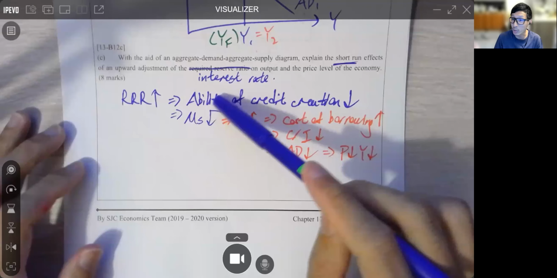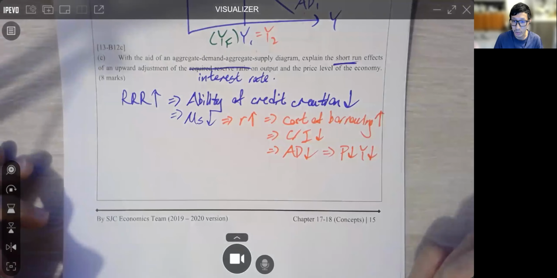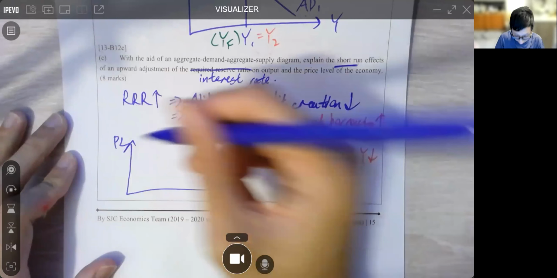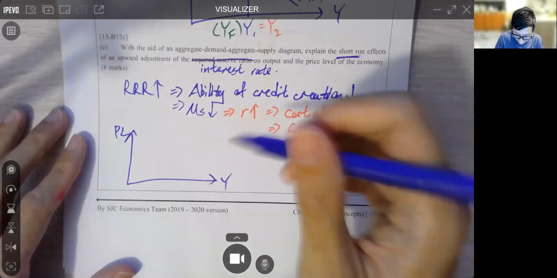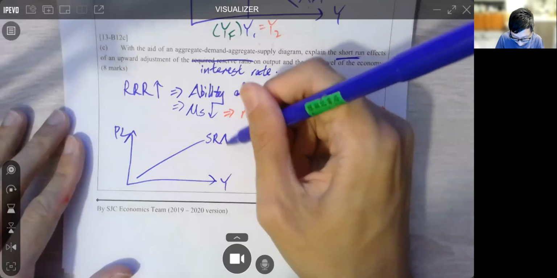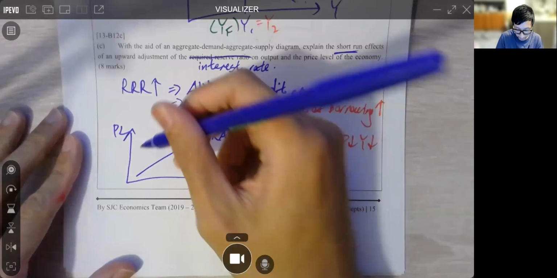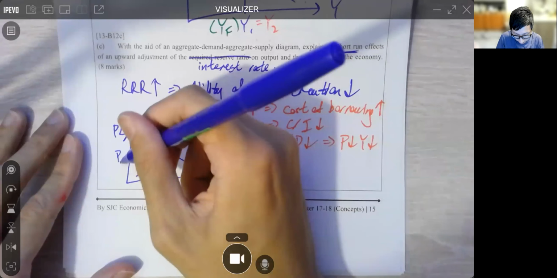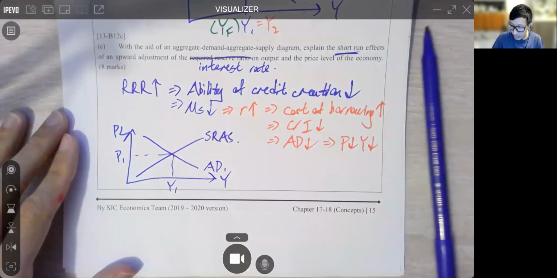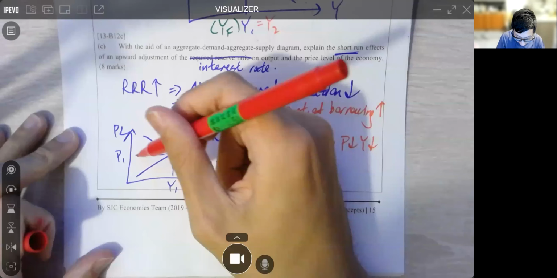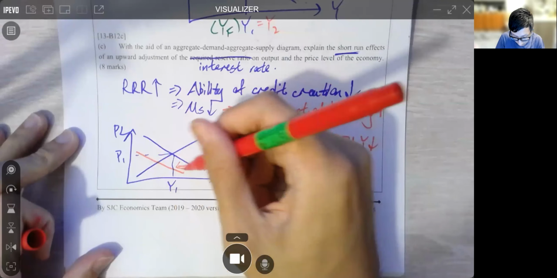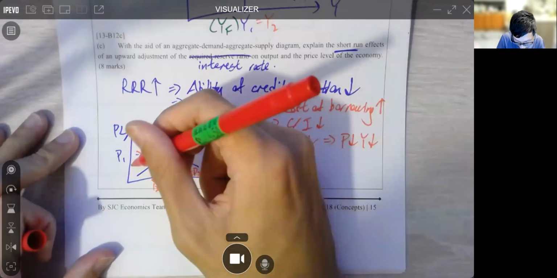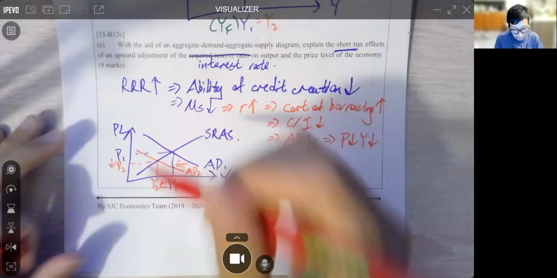So didn't I say we change it to interest rate first? Now the graph looks something like this. We have price level, we have Y, right? Short run AS right here. We have our AD1 here. Price level one, Y one. Now AD decreases. It's just as simple as this one. Just shift to the left. AD2. Therefore, Y2 decreases. P2 also decreases.